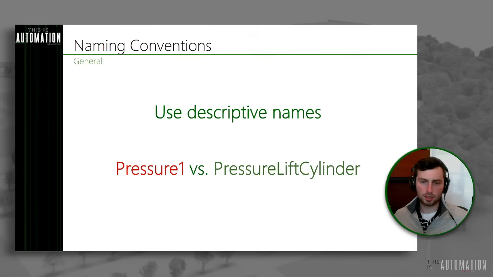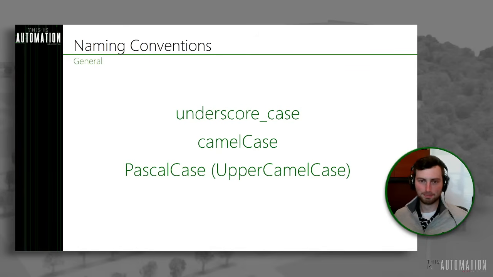You can use some shorthand, maybe instead of pressure, just put press, PRESS. But you just want to make sure that it's clear and concise. Pretty easy, but we have to say it because you'd be surprised how many Automation Studio projects are full of pressure 1, pressure 2, pressure 3, pressure 4, and then it becomes quite a challenge to diagnose any issues.